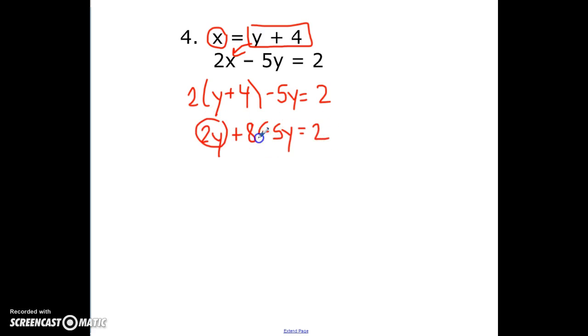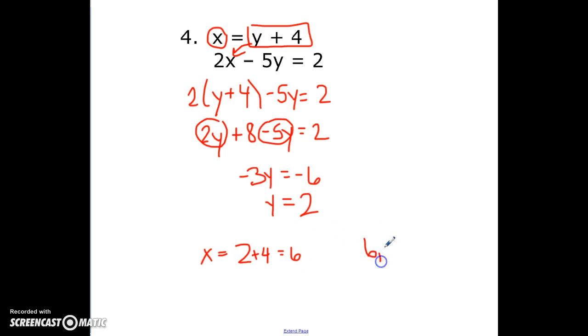Combine like terms. I have 2y and negative 5y, so that's negative 3y. I'm going to do another step here. I can subtract the 8, which would be negative 6. Divide both sides by negative 3, and y equals 2. And then this equation looks easier to plug into, so x equals 2 plus 4, which equals 6. So 6, 2 would be my solution.